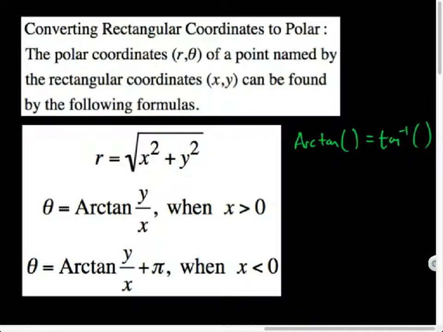Actually, arctan, it even sounds electrical, like an electrical arc from lightning.